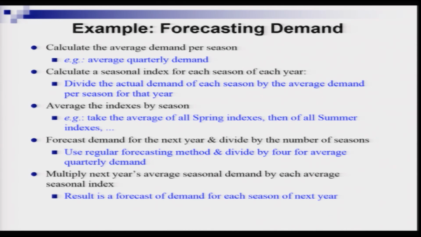In that case, what to do? You first use the regular forecasting method and divide by 4 for average quarterly demand, and finally you multiply next year's average seasonal demand by each average seasonal index. Now the result is a forecast of demand for each season of next year. Now we are going to talk about an illustration with some hypothetical data.